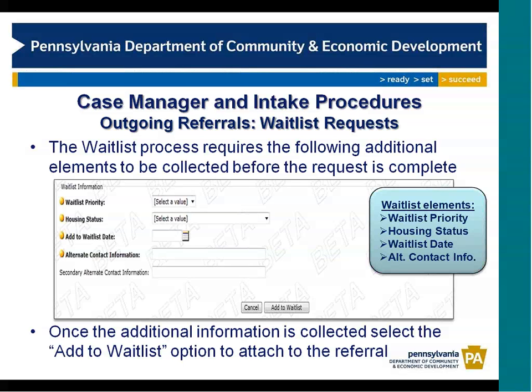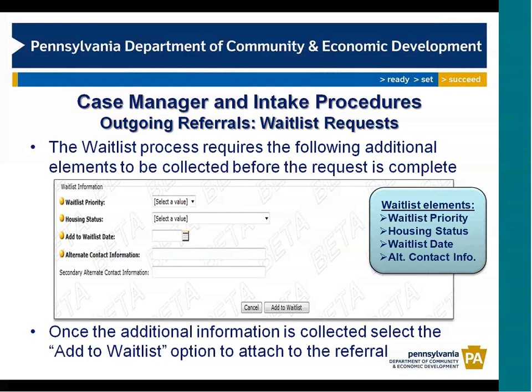It involves the waitlist priority, where there are about 7 different priorities you can give them, from high all the way down to very low. That shows the urgency of their specific needs. Then the client's overall housing status, which is the same defined list as when enrolling clients into programs. The add to waitlist date is the date that they should be added to the waitlist. The system always defaults to the current date, but you can change that if you feel it's needed.